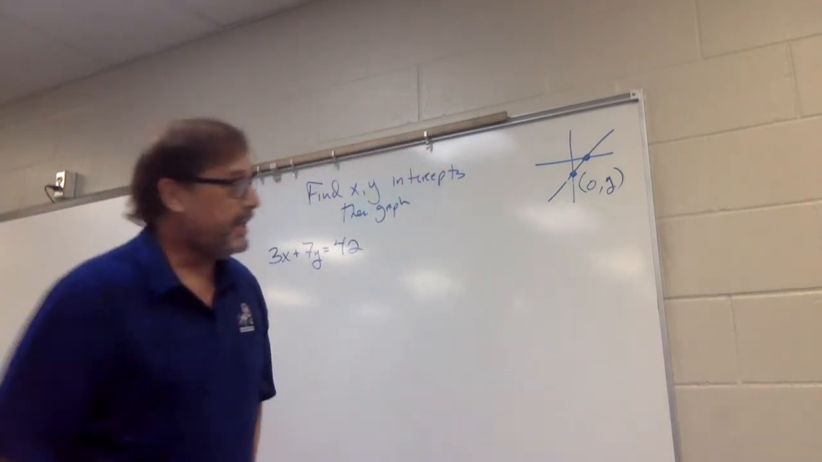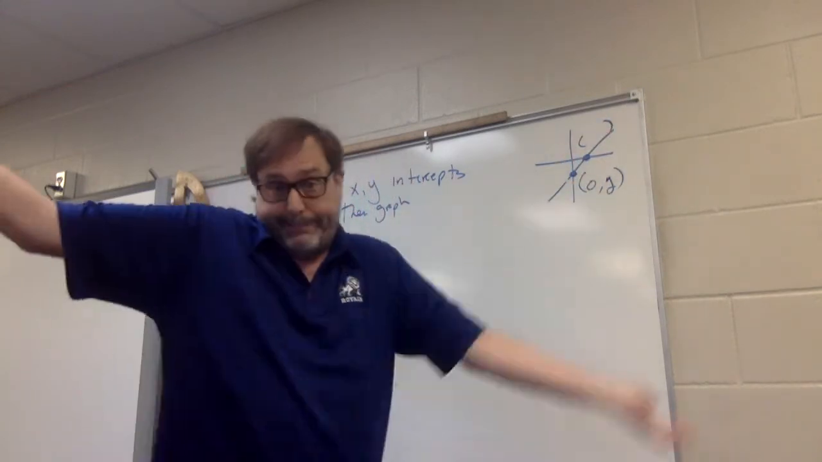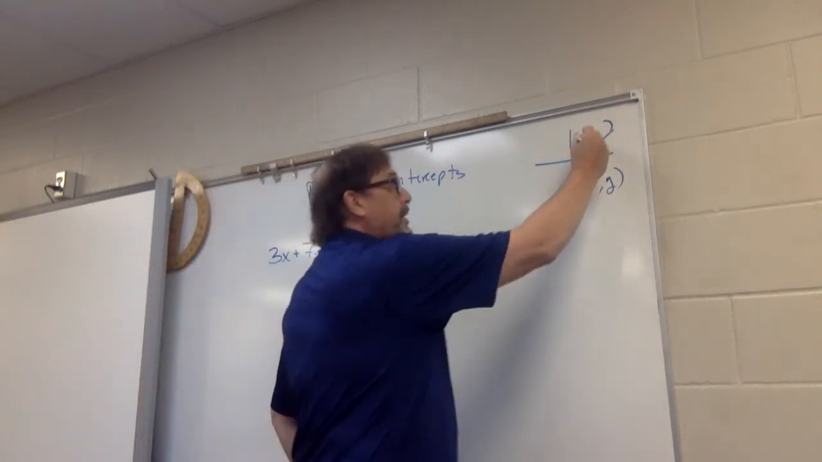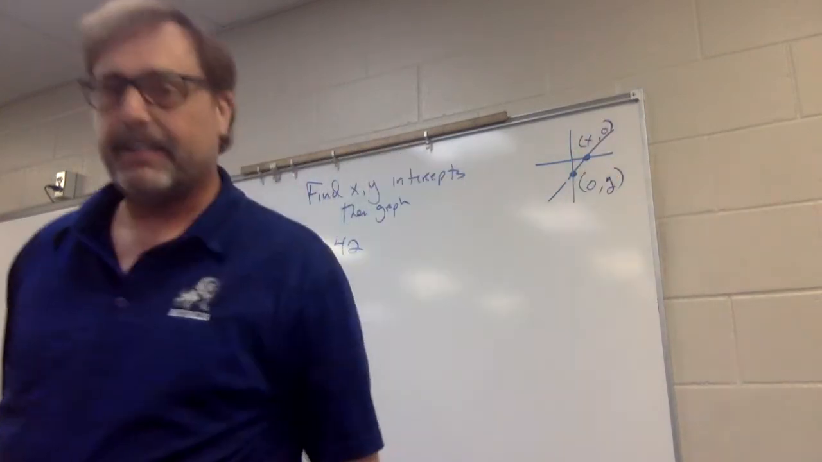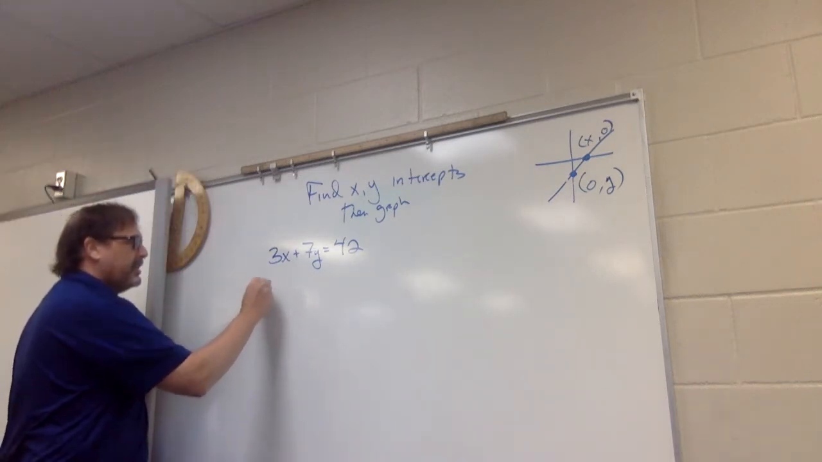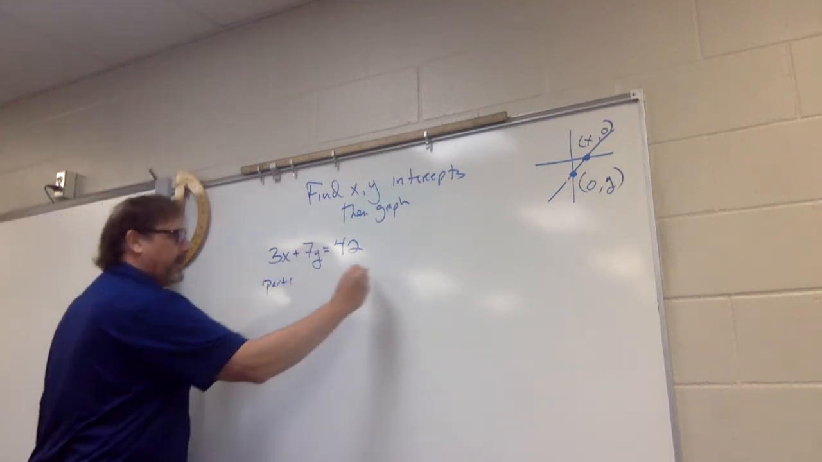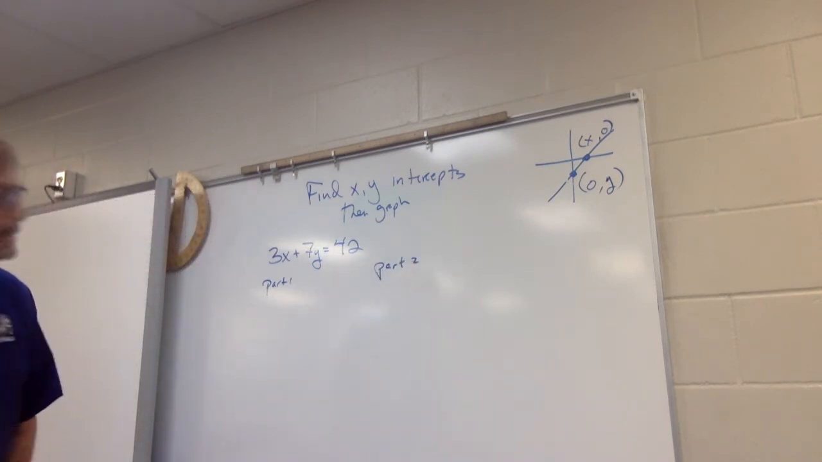The x-intercept is located right here. How far do we go over? I don't know. But how far do we go up? Oh, we go up 0. Hello. Cool. So there are 2 solutions to this. Part 1 and part 2. It doesn't matter what order you do them.